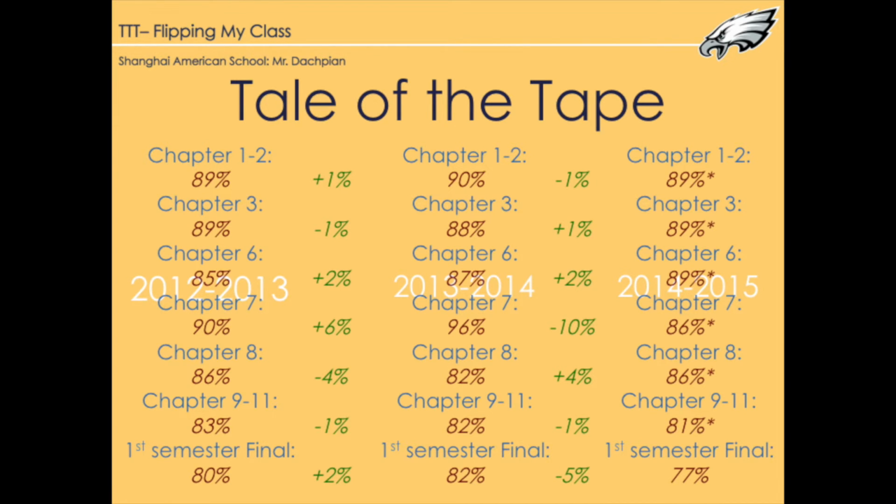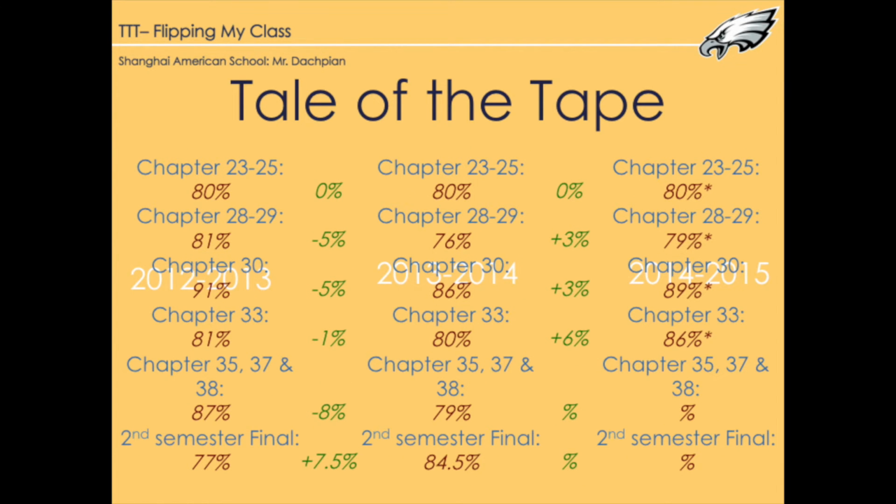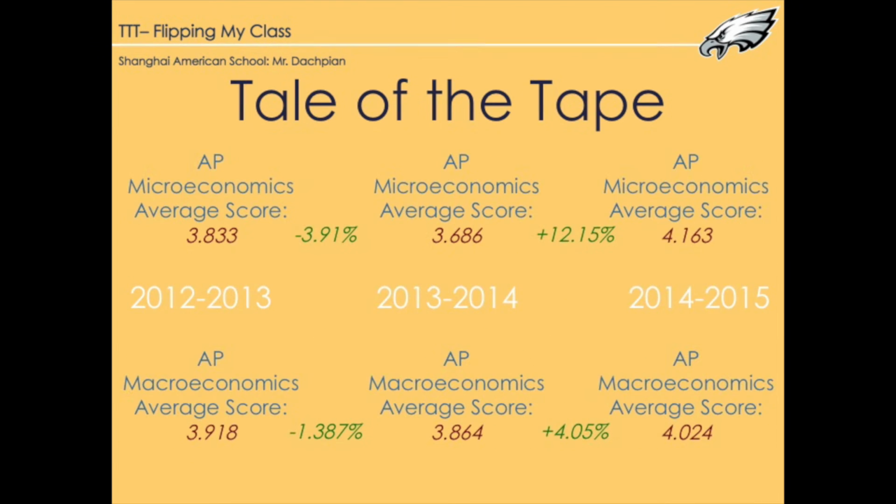As you can see from the data collected over the past 3 years, the assessment results are slightly mixed, comparing academic year 2012-2013 to 2014-2015. However, the average student score for the AP Microeconomics exam from academic year 2012-2013 to 2014-2015 has increased by 8.25%, and the average student score for the AP Macroeconomics exam from the same academic years has also increased by 2.6%.